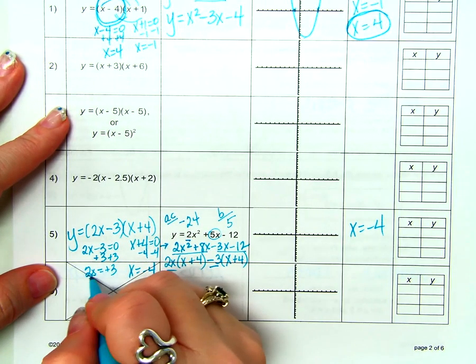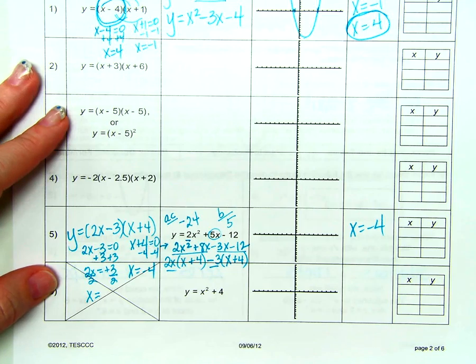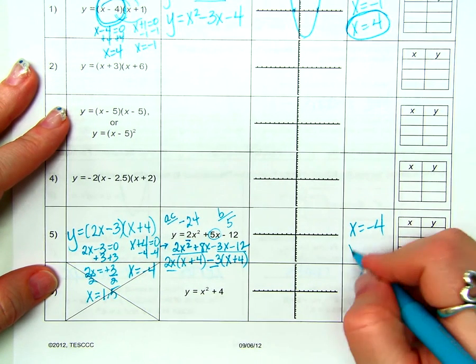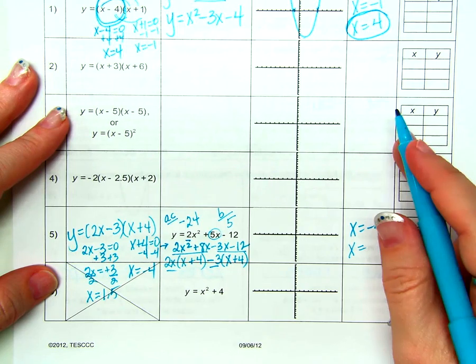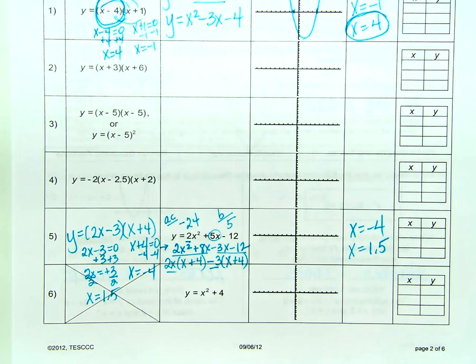Because I have to divide both sides by 2. What is 3 divided by 2? 1.5. Okay? That's why the other 0 is x equals 1.5. And that's why your way doesn't work every time. Okay? It works most of the time, but most of the time doesn't get you 100 on the test.